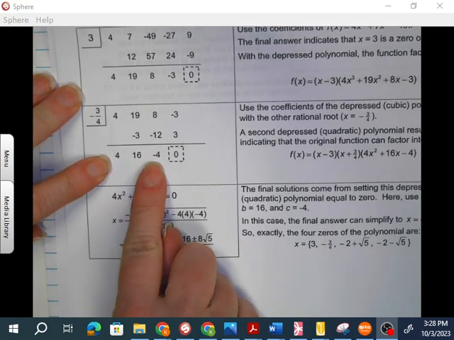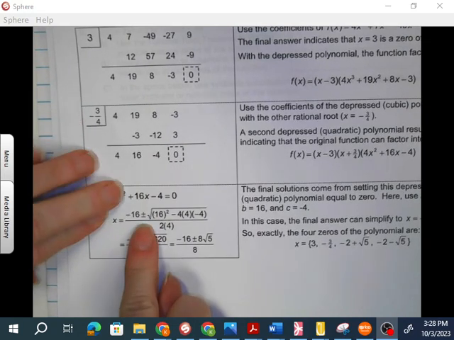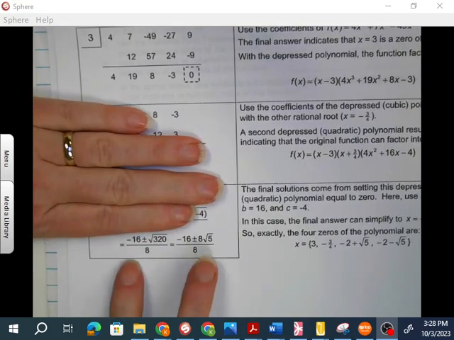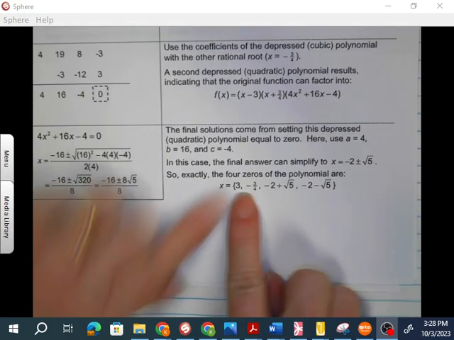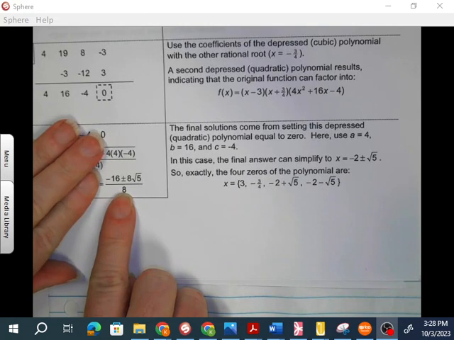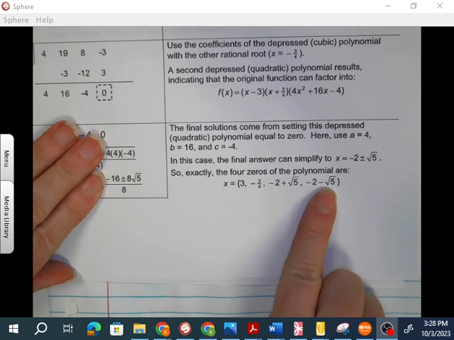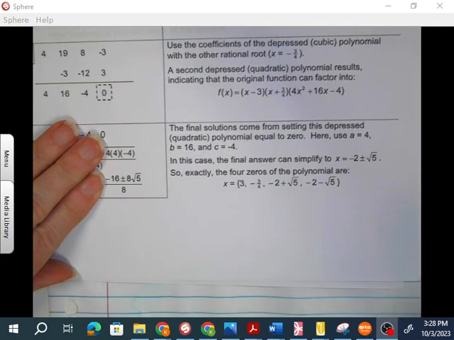Once you get a quadratic, you can use the quadratic formula to get your remaining 2 zeros, which they wrote out right here. They simplified it. You have to simplify that, because 16, 8, and 8 are all divisible by 2. So they divided them by 2 and got these 2. So there's all 4 of the zeros.